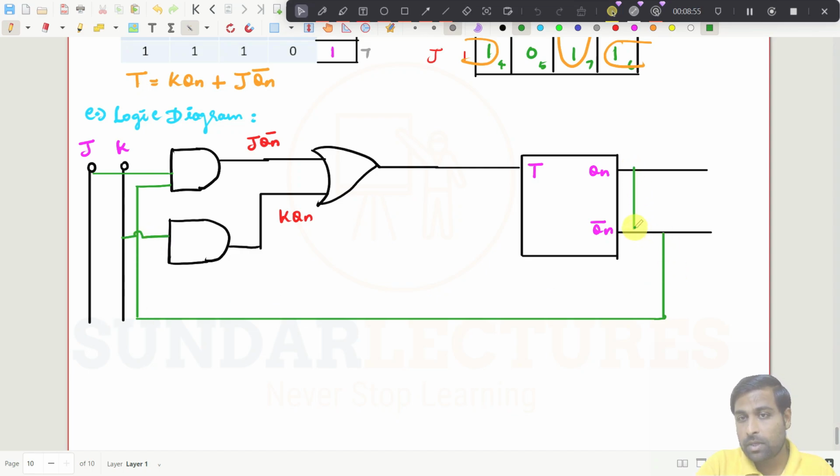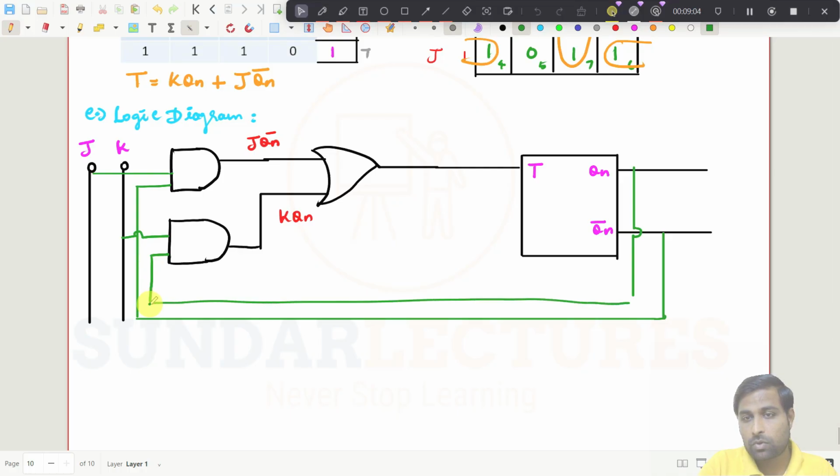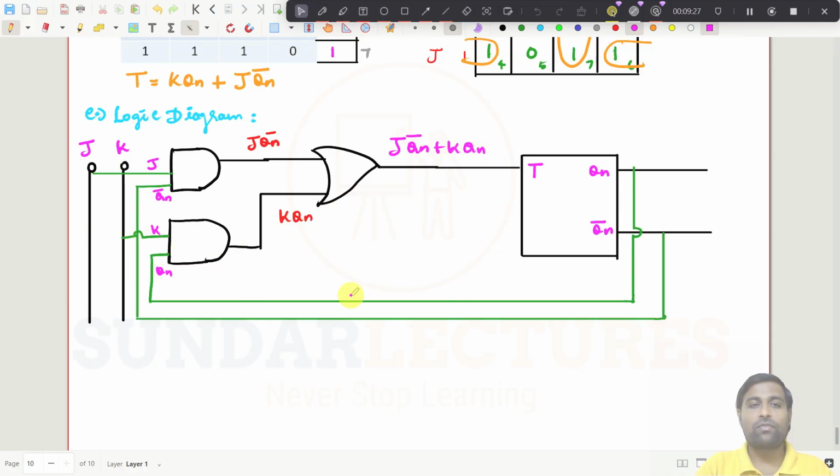It should come from here, just here. So what is this one now? Actually this is J connected, and then Qn bar connected. This is J, and this is Qn bar, this is K, and this is Qn. And what should be this one now? J Qn bar plus K Qn. So you have got it down.